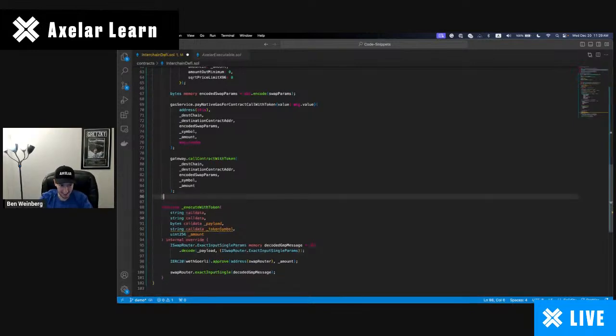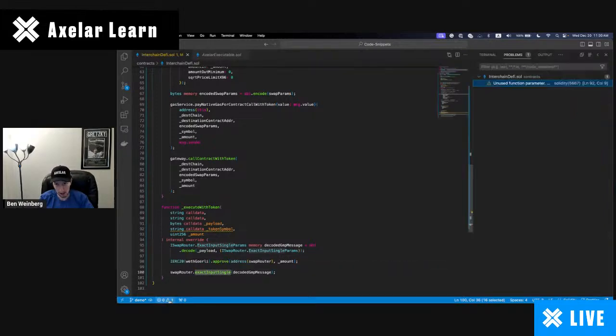Let me delete this comment. It'll decode our GMP message, approve the Uniswap router to handle the tokens on our behalf, and then execute the swap. And it should be working now.